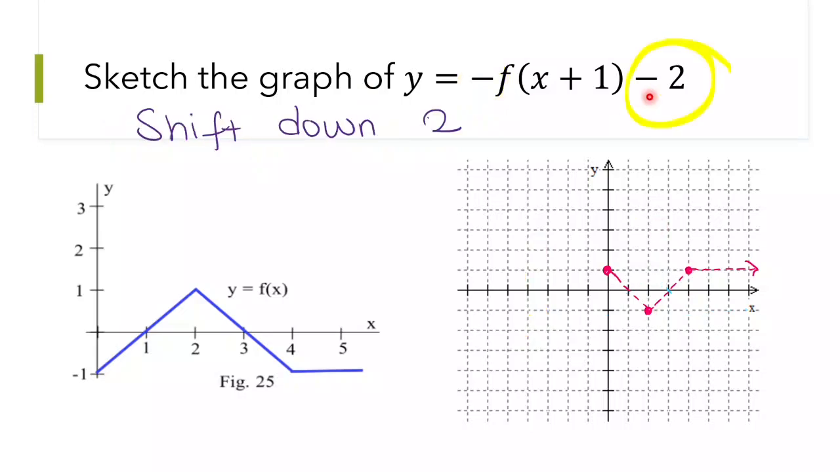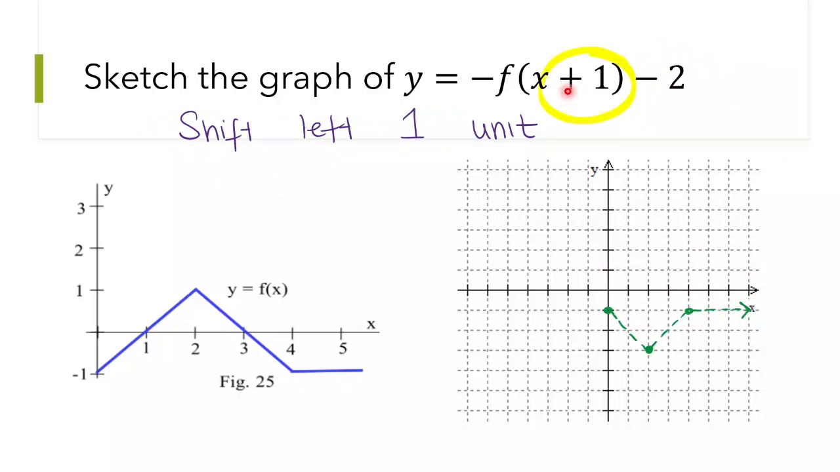All right, now I'm going to do the -2. Output transformation, I do what it says. It says -2. So I'm going to subtract 2 from all my y values, or take this graph and shift it down 2 units. So each of the points, I subtracted 2 from the y values, or brought the entire shape down 2 units.